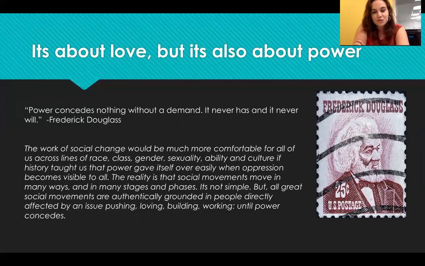The reality is that social movements move in many ways and in many stages and phases. It's not simple, but all great social movements are authentically grounded in people directly affected by an issue, pushing, loving, building, working until power concedes. So what does this mean? It means that part of what we think the spiritual work of social movements is about is to be able to deal with the discomfort of that for those of us who hold power, and to be able to believe and listen to folks as people are saying, I'm actually not going to do it this way anymore. I'm not going to participate anymore. I'm not going to be part of my own oppression this way anymore.